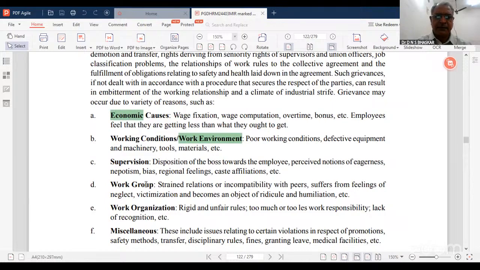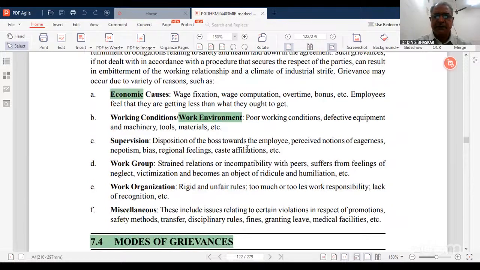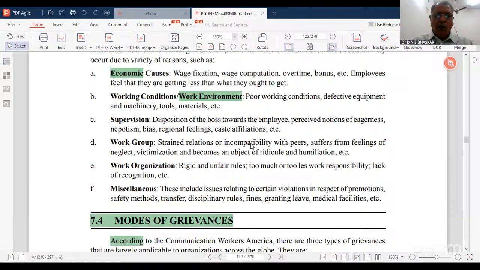This is another important area. Then coming to working conditions and work environment: poor working conditions, defective equipment, tools, etc. are another important cause of grievance. Then supervision, the disposition of the boss towards the employee, perceived nepotism, bias, regional feelings, caste affiliations, etc. These are nowadays going on at a higher and higher level. Always, when a boss points at one person or another, he will feel that he is stressed so much, or targeted so much. This type of situation always causes a grievance to the individual employee.